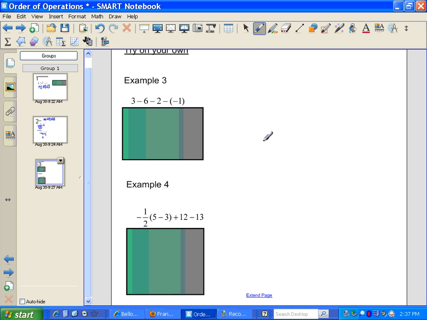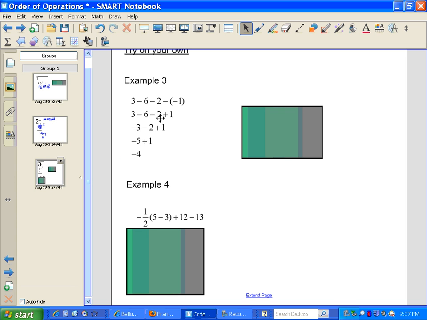It's been about 30 seconds. On this one, hopefully you noticed that 2 minus 1, that was going to become a plus, minus a negative 1, excuse me. So that if you look over here, we've just rewritten this as plus 1. And the negative 3 comes from 3 minus 6 becomes negative 3. Negative 3 minus 2 is negative 5, plus 1 is negative 4.